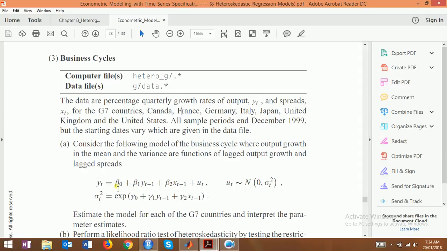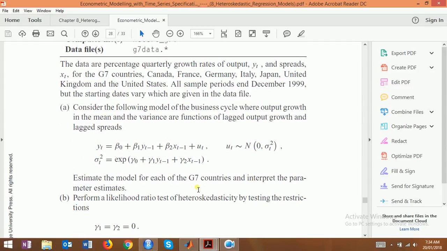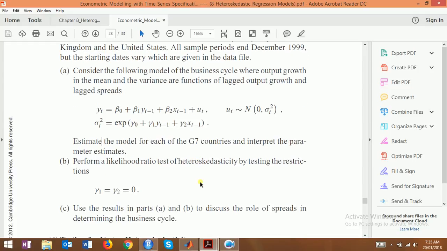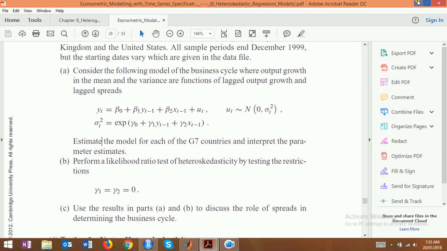So output growth is a function of lagged output growth and lagged spread. Also in the variance we see the same thing. Estimate the model for each of the G7 countries and interpret the parameter estimates. Perform a likelihood ratio test for heteroscedasticity by testing the restrictions gamma 1, gamma naught is 0. Use the results in parts A and B to discuss the role of spreads in determining the business cycle. So let me see.